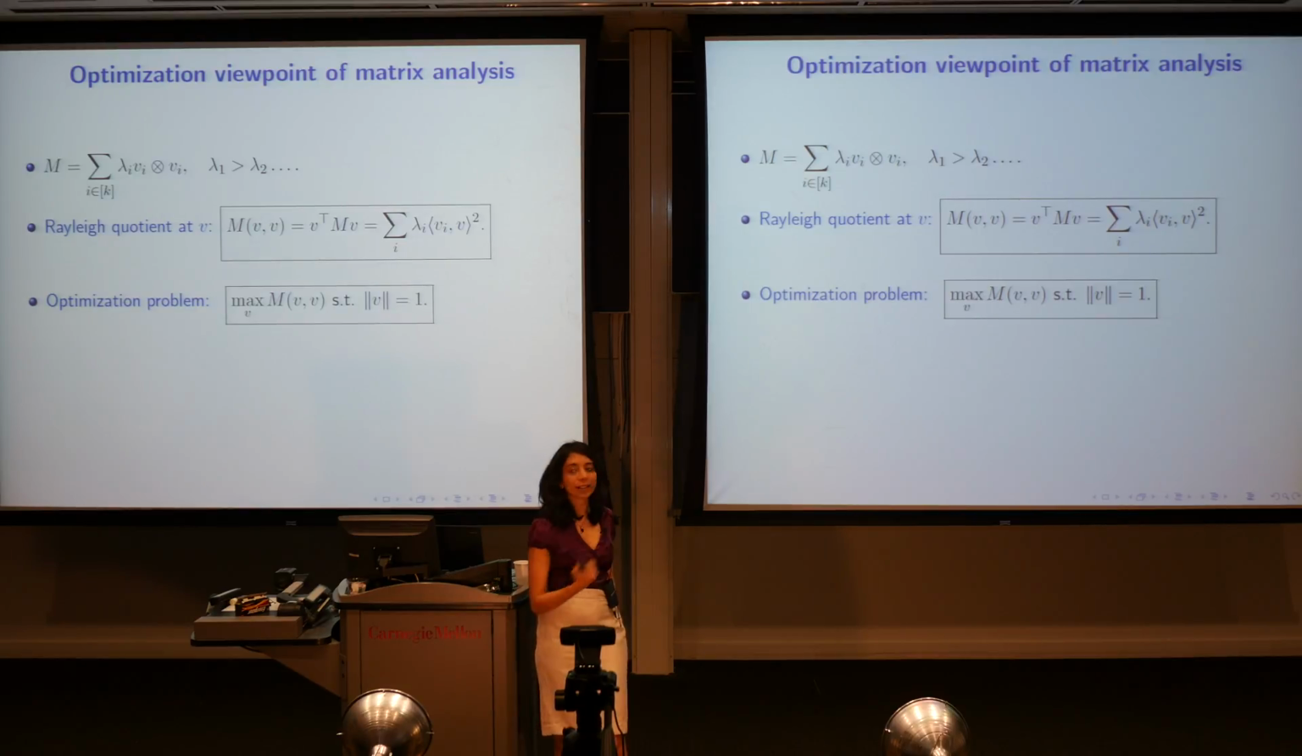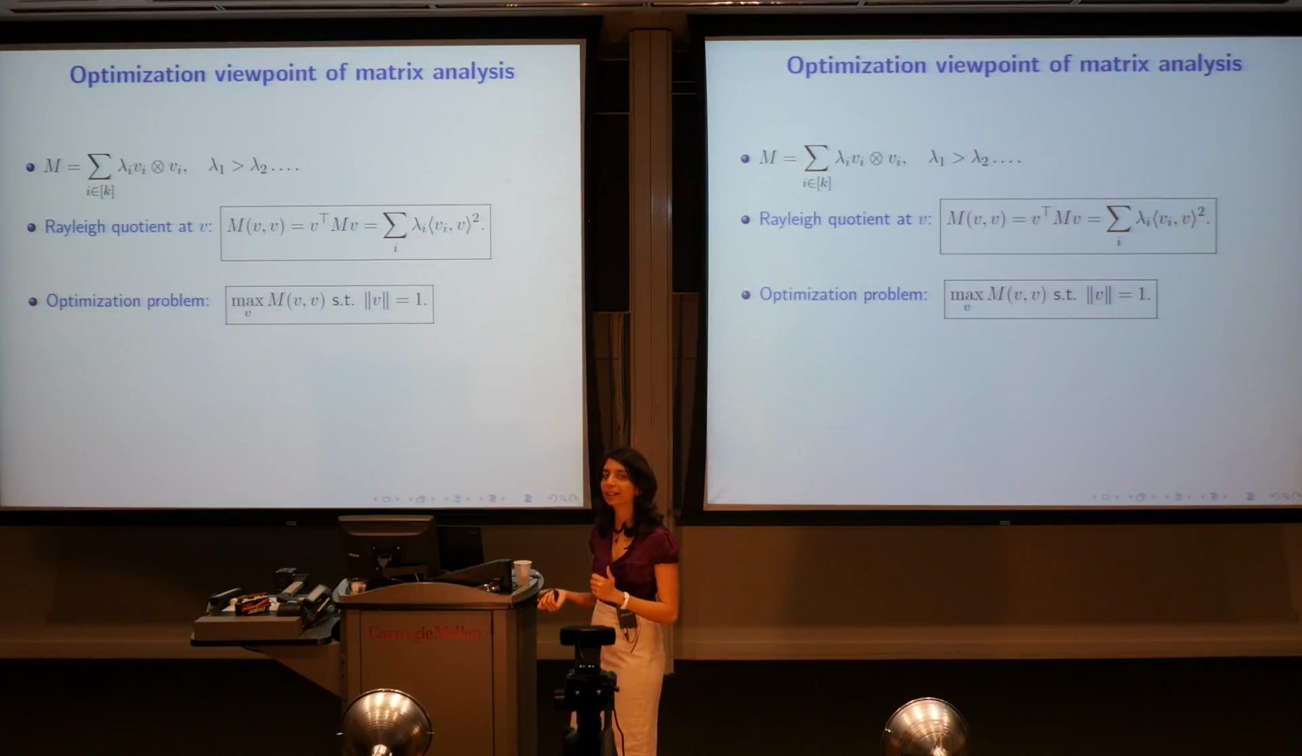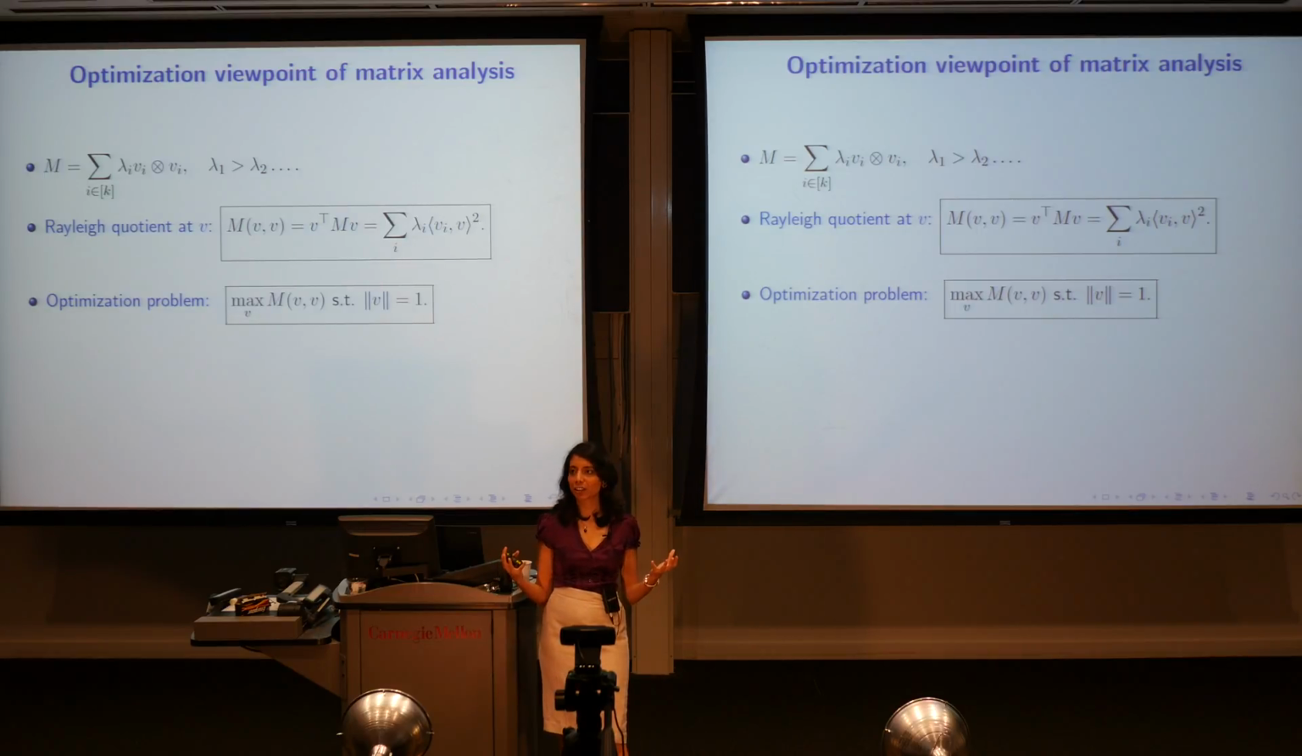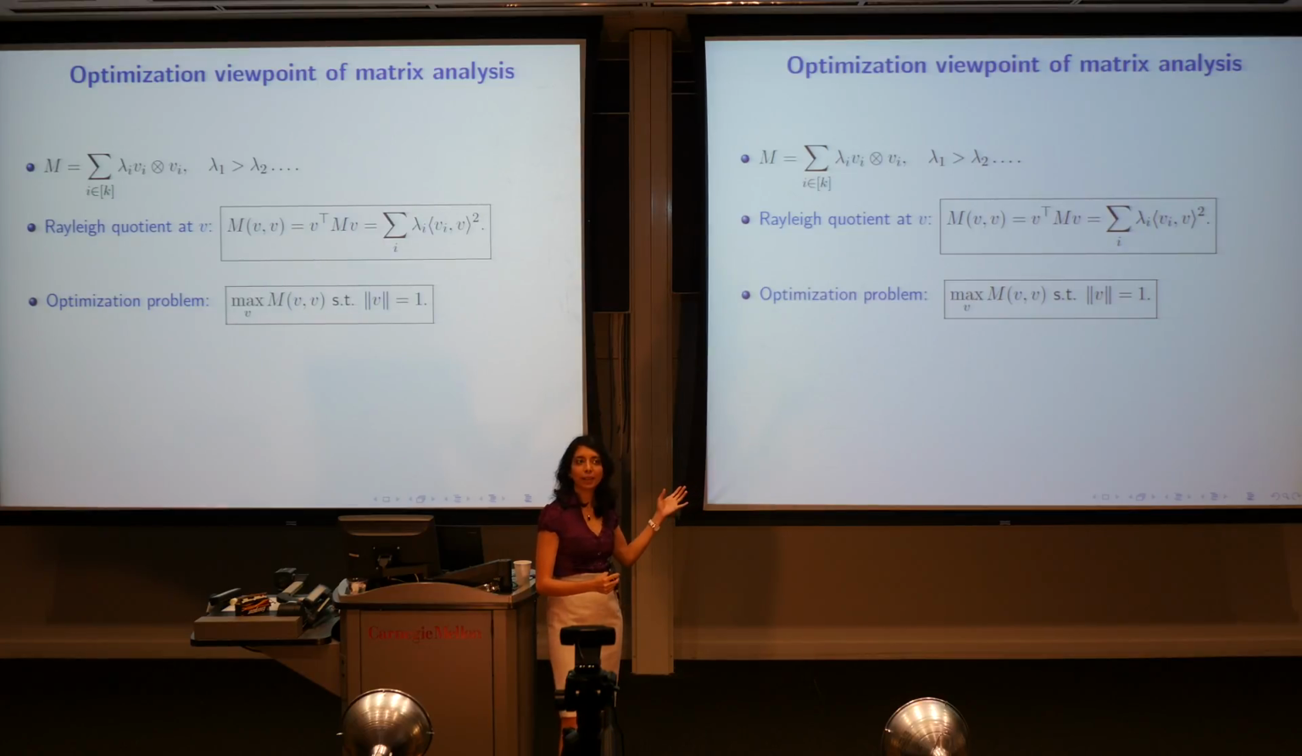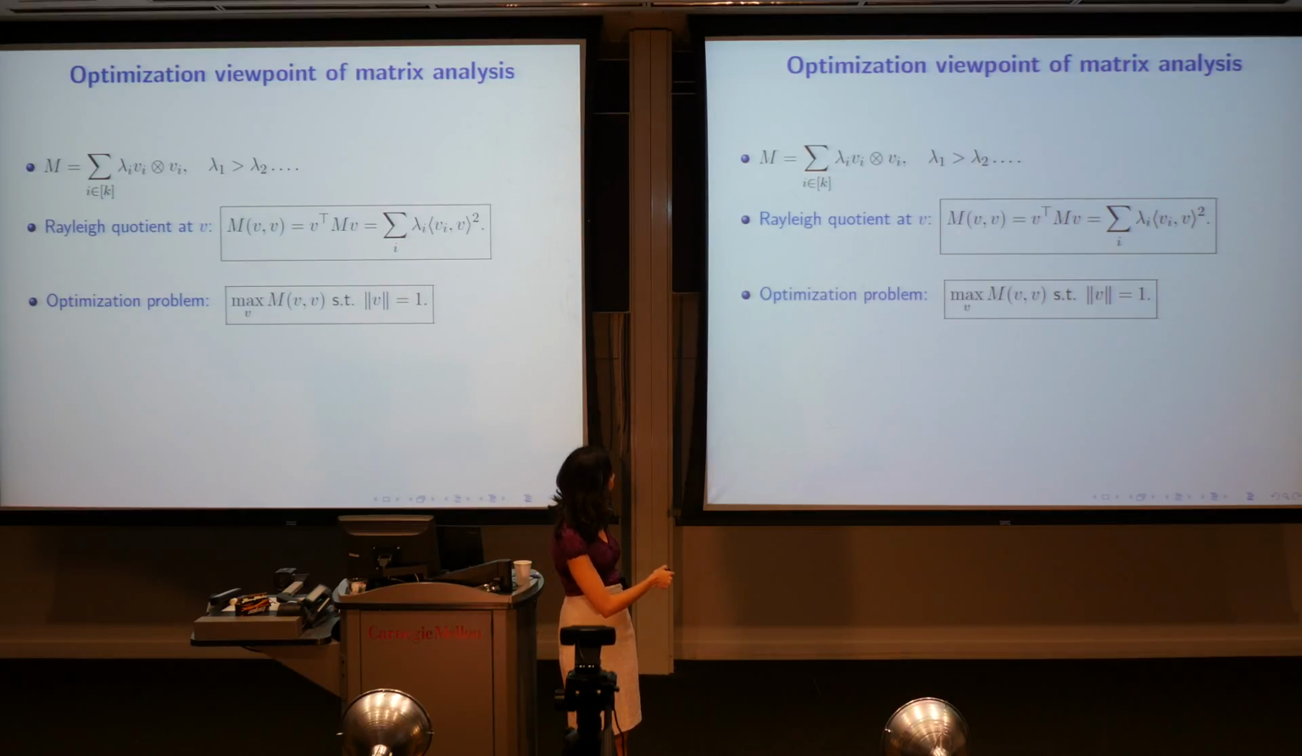The point I want to stress is an optimization viewpoint. How can I think of finding these eigenvectors as an optimization problem? And I did introduce it in the beginning of the first lecture. You can think of it as optimizing the Rayleigh quotient. This Rayleigh quotient is a quadratic form, and I'd like to optimize it over all vectors with unit norm, or vectors on the sphere. So that is this problem here.